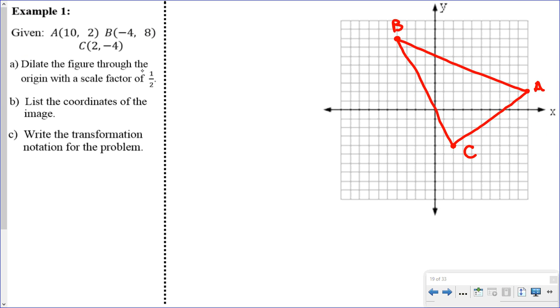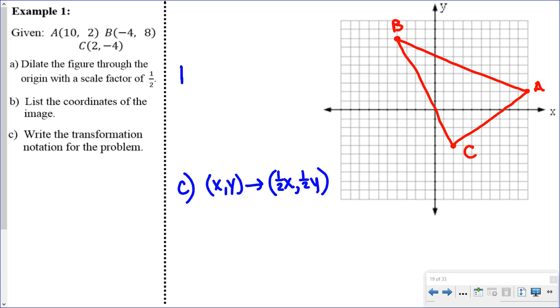So dilate the figure through the origin. So it's important that they say through the origin for these notations to work, and that's the ones that you're going to be responsible for on the EOC, with a scale factor of 1/2. So if I'm going to start with part C. For dilations, your notation is going to be where you take the scale factor and multiply it by both the x value and the y value. So when we're dilating through the origin, this is what we do.